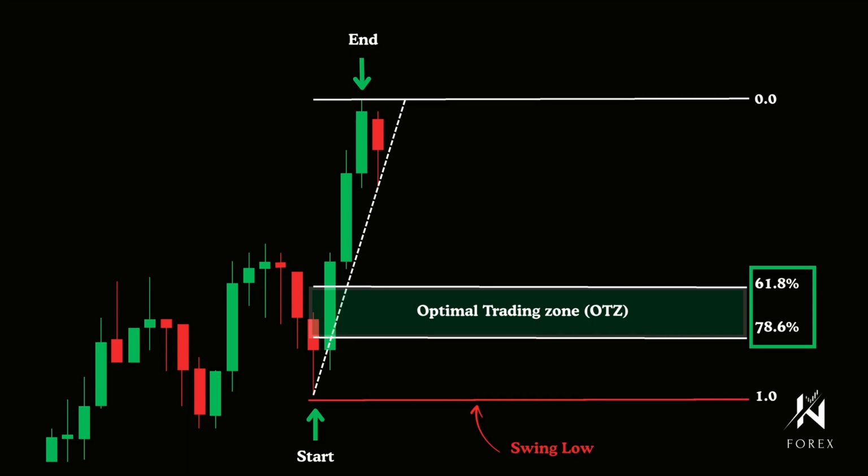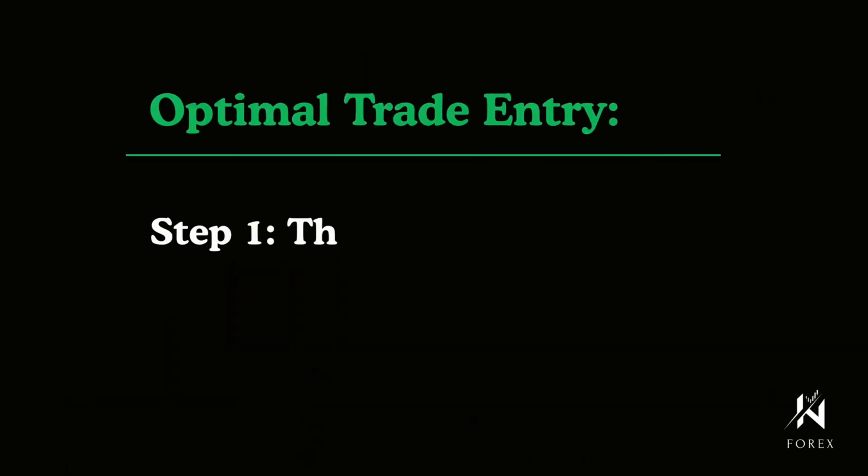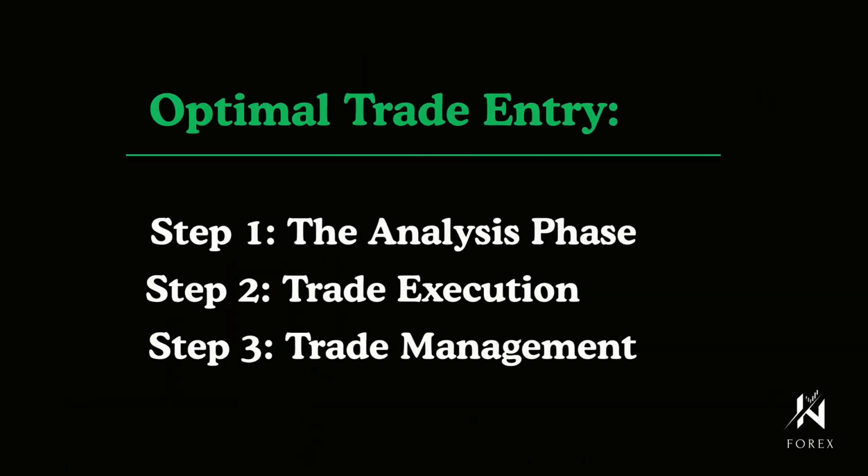With all that said, identifying a valid reason to take a position within this zone can lead to high probability trades. This confirmation could come from various price action cues, which we'll break down later in this video. Now that we've outlined the optimal trading zone, let's dive into ICT's optimal trade entry framework. This method is broken down into three straightforward phases: analysis, execution, and trade management.